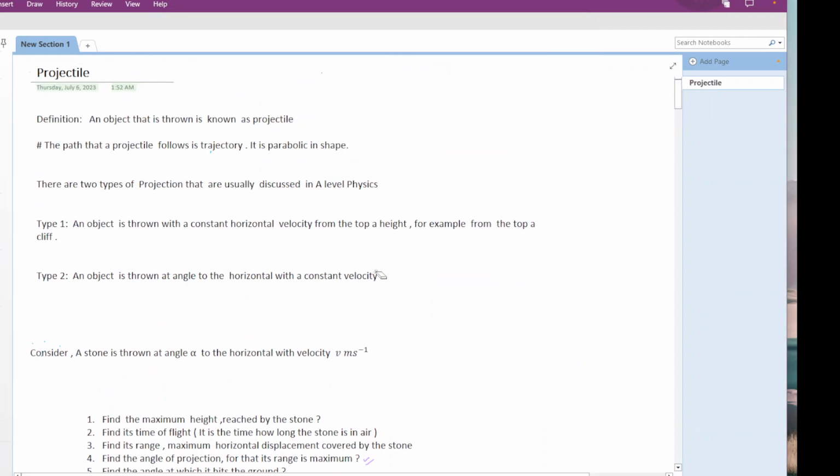Today, the topic of my discussion is projectile. It is a chapter of A-level physics or similar grades of examination across the globe.